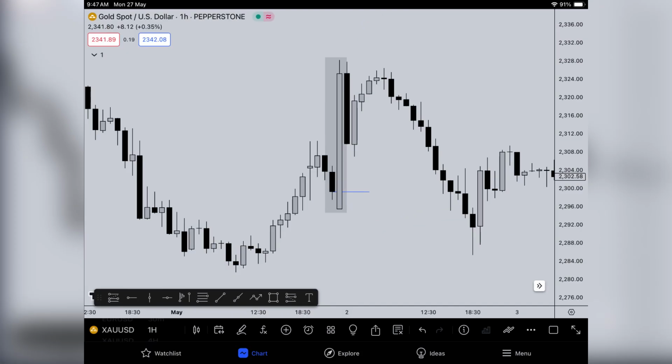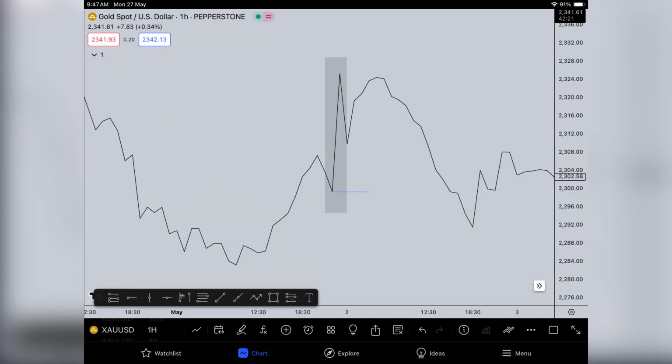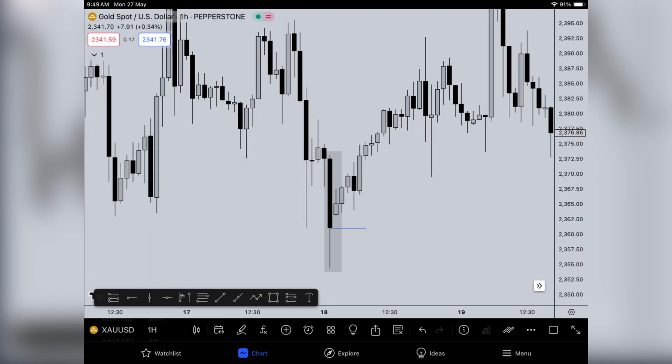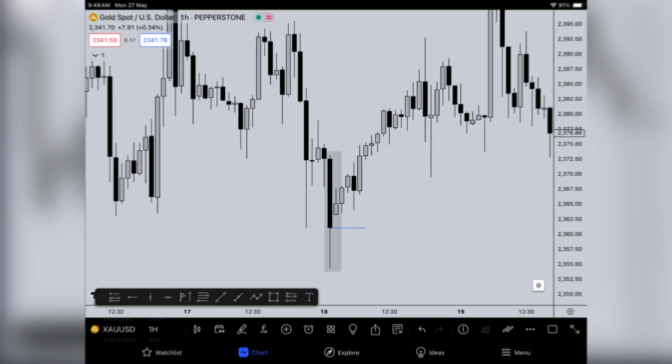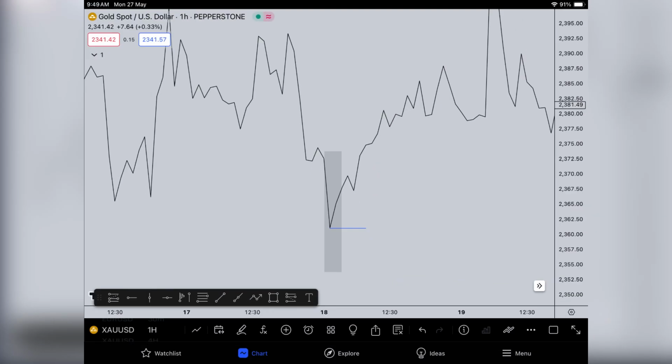Example of support that looks confusing in terms of how to mark levels. In line chart view. Another example of support that looks confusing in terms of how to mark levels. In line chart view.